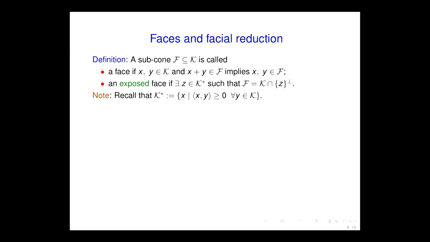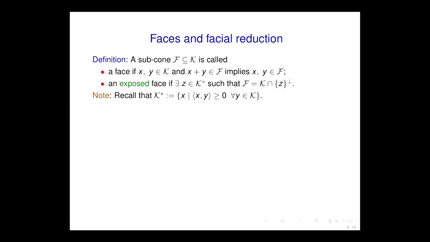First of all, the dual cone is defined like this. You don't need to look at the definition too much, but definitely it contains the origin. I think you can check that. Now, if z is just 0, 0 perp is the whole space. Every vector is orthogonal to 0. Then in that case, K intersect 0 perp is just K. So that means any cone is an exposed face of itself. It is exposed by the 0 vector.